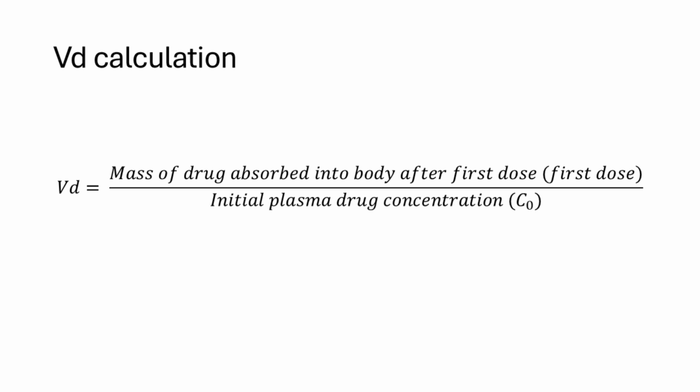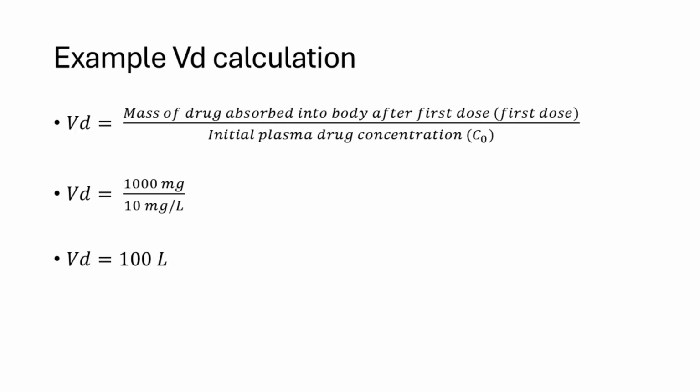VD is the ratio of the total mass of drug in the body and the concentration of drug that remains in the plasma. Let's review an example calculation. Suppose that a 1,000 mg dose of drug X was administered intravenously, resulting in a plasma concentration of 10 mg per liter. The apparent volume of distribution can then be calculated by dividing the dose of 1,000 mg by the concentration of 10 mg per liter. The resulting volume of distribution is 100 liters.